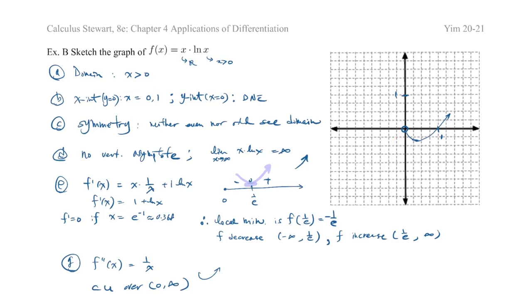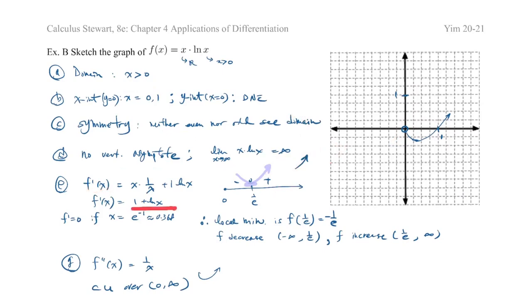What else is here? The symmetry is neither even nor odd, so that's kind of obvious. Right there, I have no vertical asymptotes, and as x goes to infinity, it goes to infinity. So we know it just goes up. I don't know whether it's curved up or down, but that's what it's going to do. The way we figure that out is we take the f prime.